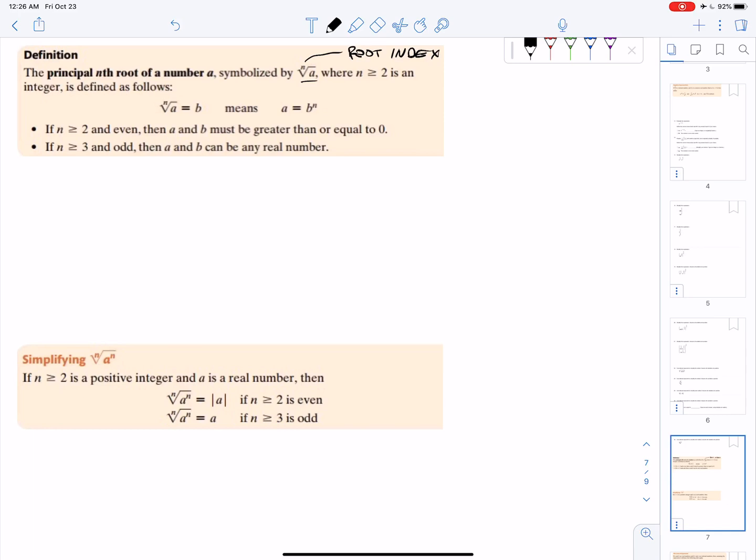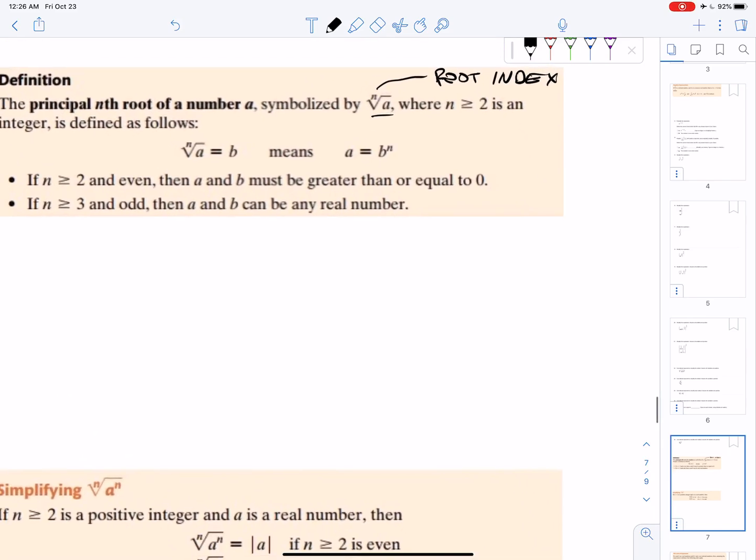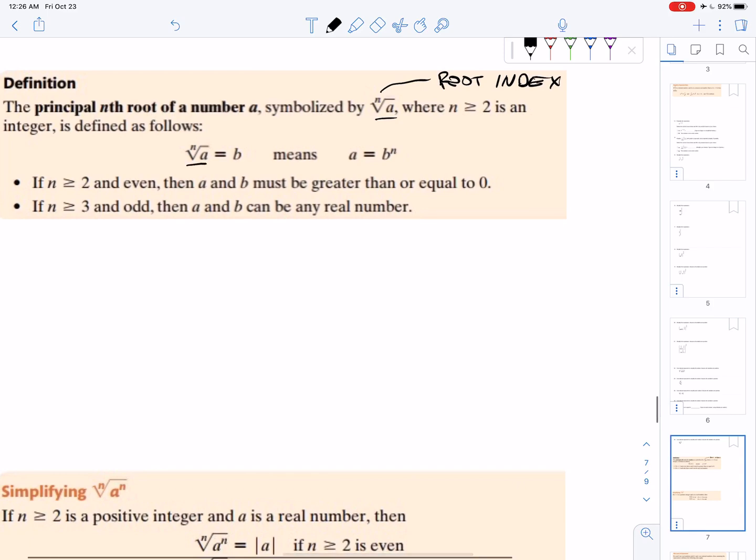Once again, that's an integer, n is greater than or equal to 2, and it is defined by this following statement. It says the nth root of a equals b, which means that a equals b to the nth. So there's a real connection going on there. Let's walk through some examples with some numbers.